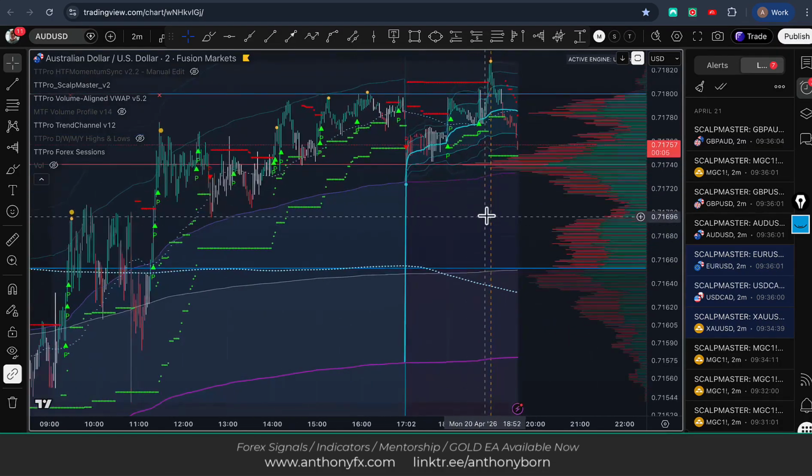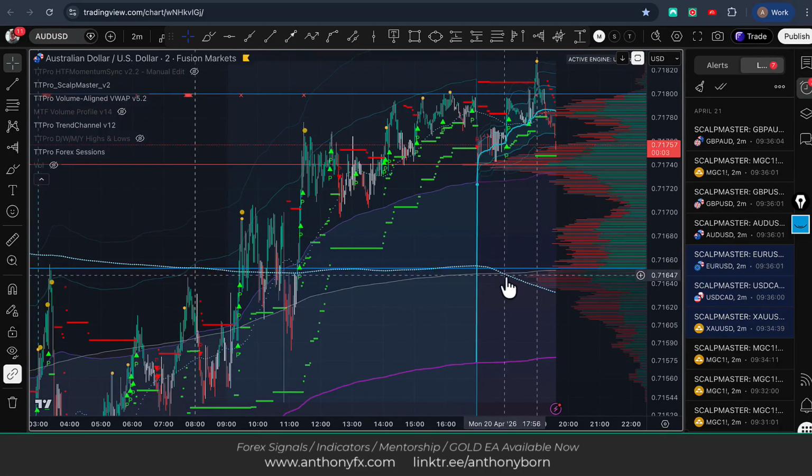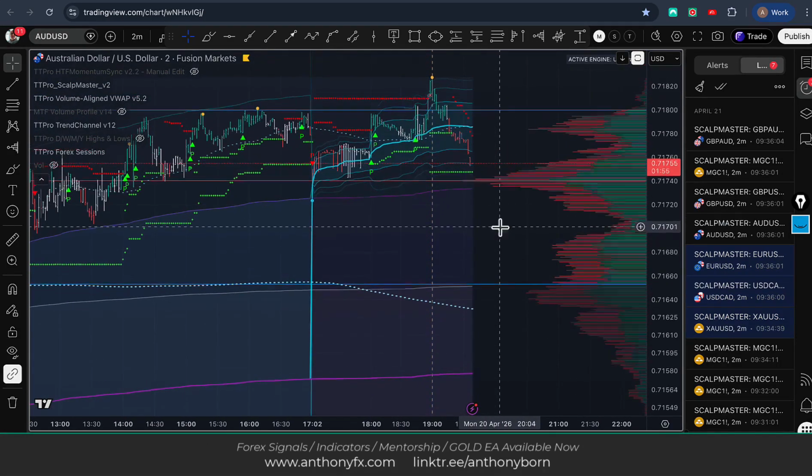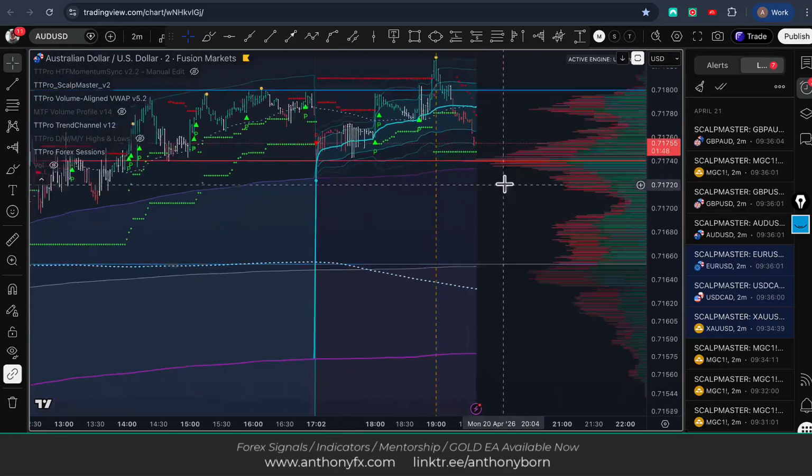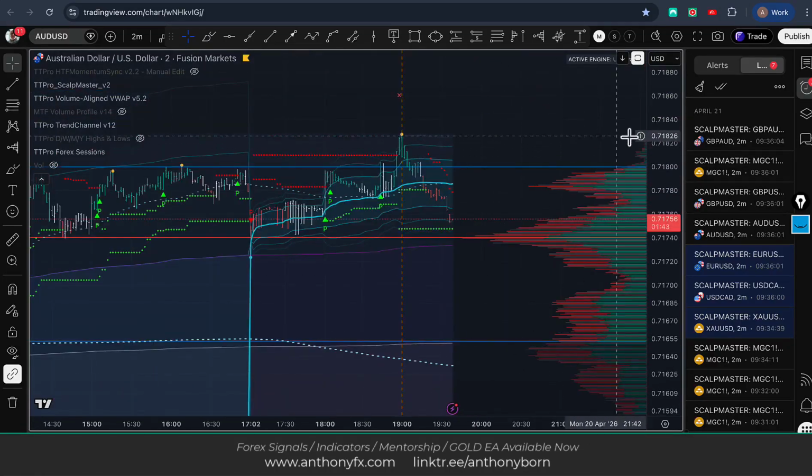The only problem we have with this one, see the blue dashed line? Price is well and truly above it. I would prefer that price was below this black dashed line, and you can see this one here is still trending up. So there's a conflict there. So I'm reluctant to take that.